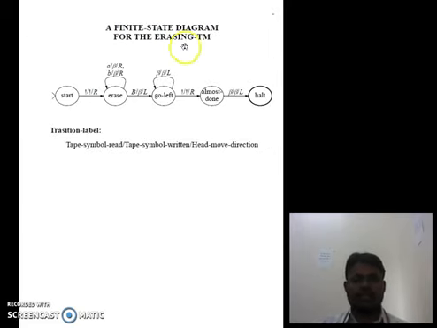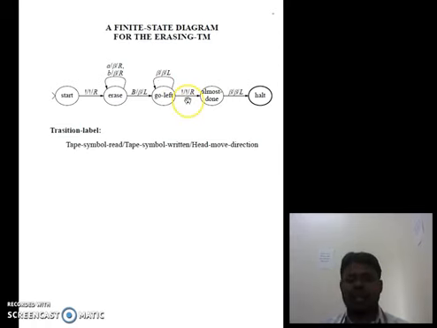Then here the same operation is displayed in the form of a finite state diagram. It starts, checks for the exclamation mark, and if A or B is there, it is replaced with beta, and it moves to the right side by erasing them. And when it reads the first blank symbol, it goes back, that means towards the left hand side. And if it encounters any beta, it goes back.